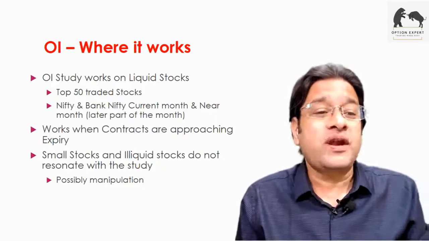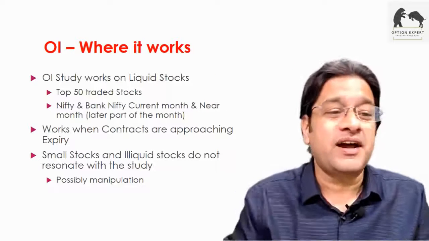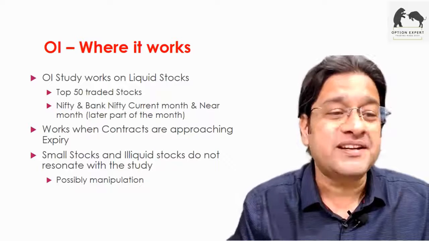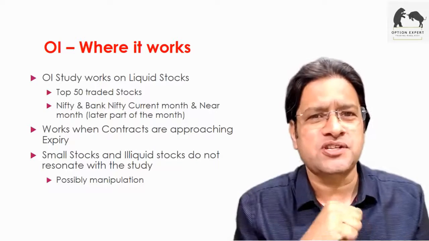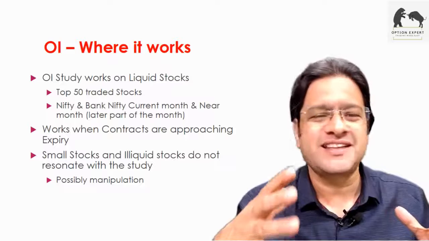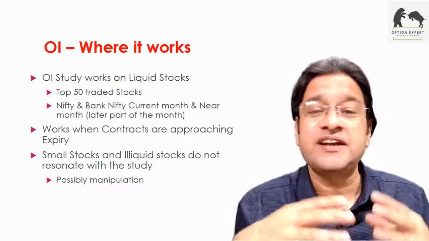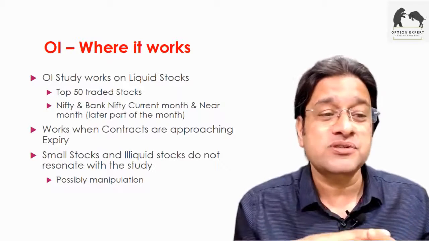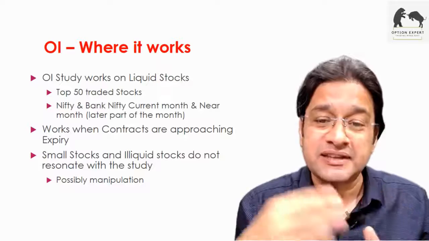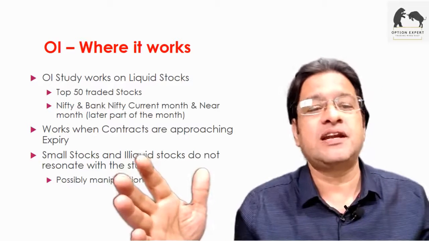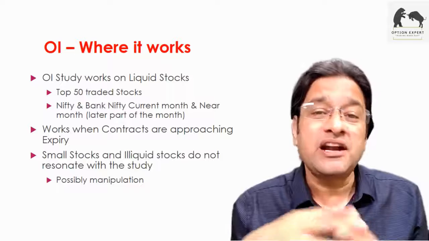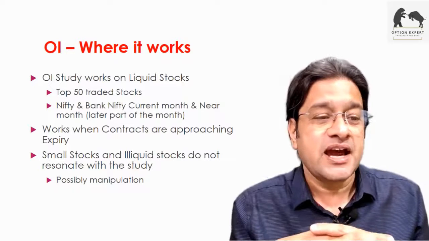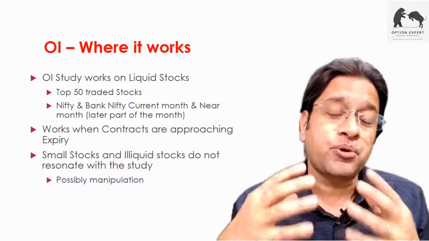Now, when does it work? As I told you earlier, open interest works on liquid stocks. It only works on liquid stocks. And we know that the highest liquidity is there in the index, the top 50 traded stocks, and of course the Nifty and Bank Nifty, current month and near month, and definitely not the later contracts. But definitely in the current and near month, we might find some kind of open interest. It works only when contracts are approaching expiry.